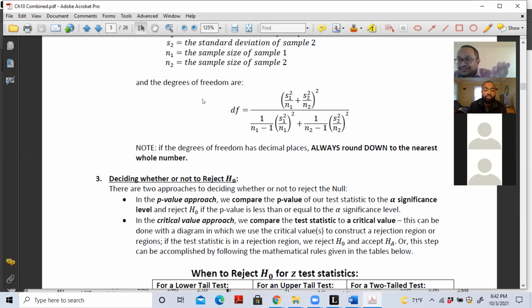But in the question, read carefully. I might ask a question like, the level of significance is 0.01, and you got a p-value of, say, 0.03. Do you reject?